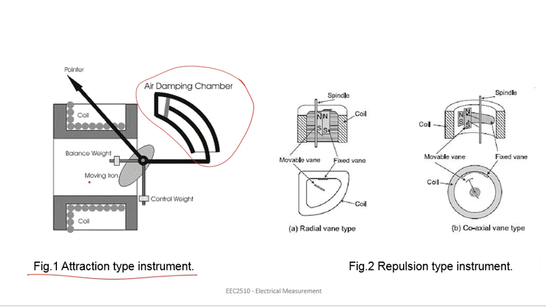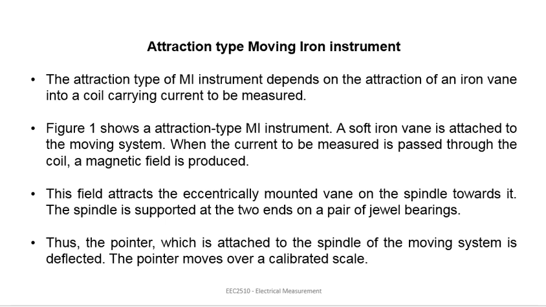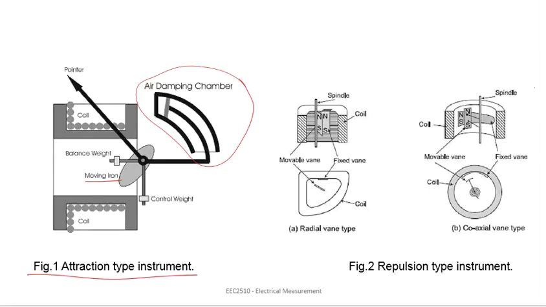So this is about the attraction type instrument: as soon as current flows in this coil, which produces a magnetic field, the moving iron, which we see here, moves according to the magnetic field. And since we have a pointer attached to this moving iron, as the moving iron moves, it results in the movement of the pointer over the scale. So this is the operation of the attraction type instrument, and this is all being described here.